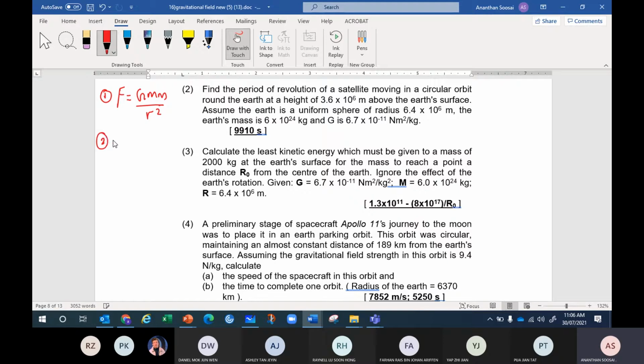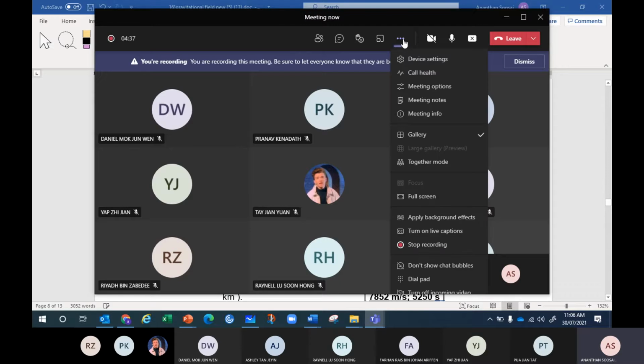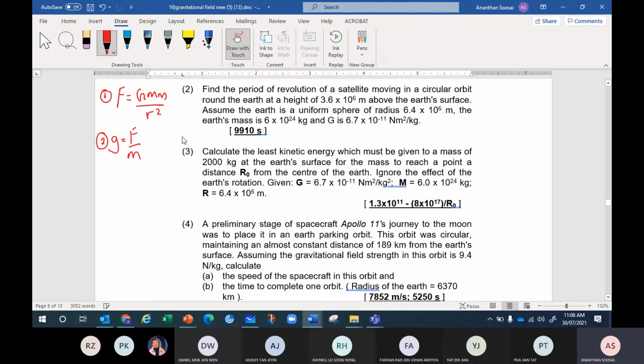So second, gravitational field strength. What is gravitational field strength? Force per unit mass. Oh, hold on. Let me check whether I'm recording it. Okay. So force per unit mass ends up as what equation? GM over r squared. Then we discussed how gravity is affected by altitude, latitude, and the rotation. Rotation is important. And we found gravity is maximum at the surface of the Earth.